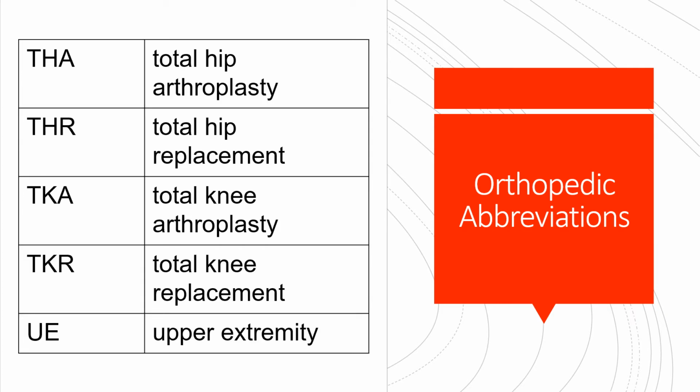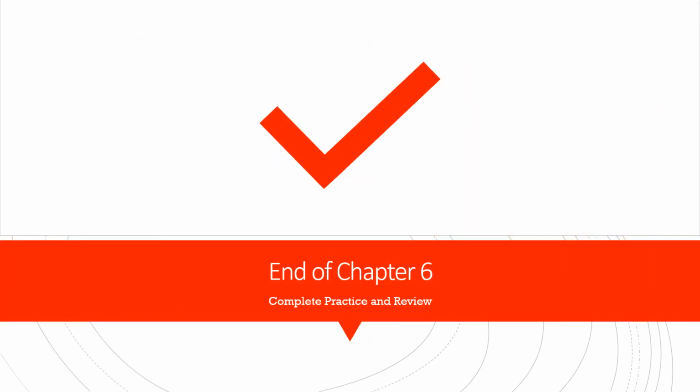THA, total hip arthroplasty. THR, total hip replacement. TKA, total knee arthroplasty, and TKR, total knee replacement. And again, remember those are somewhat interchangeable. THA with THR and TKA with TKR. And then UE stands for upper extremity. That does it for Chapter 6. Remember to complete the practice and review. That's at the end of Chapter 6.